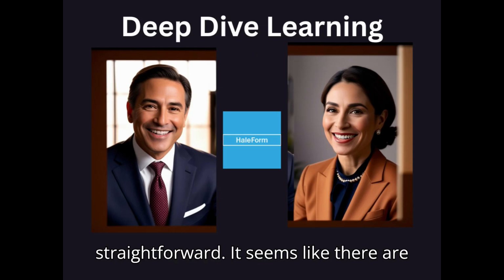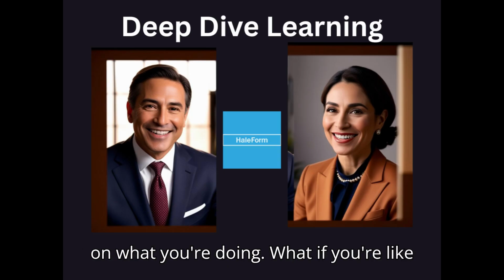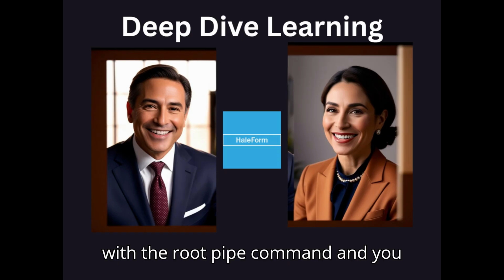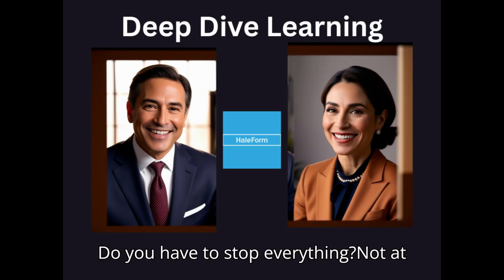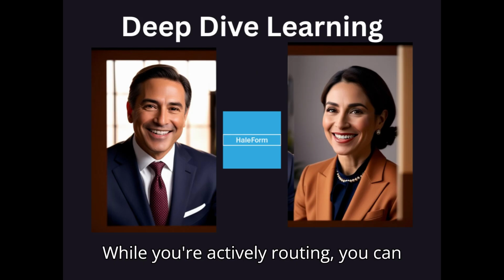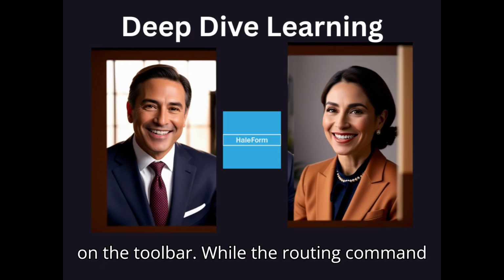Sounds straightforward. It seems like there are multiple ways to approach this depending on what you're doing. What if you're right in the middle of routing a pipe with the route pipe command and you realize, oops, I need a valve right here? Do you have to stop everything? Not at all. That's another smooth integration. While you're actively routing, you can just click the Insert Component command on the toolbar. While the routing command is still active?